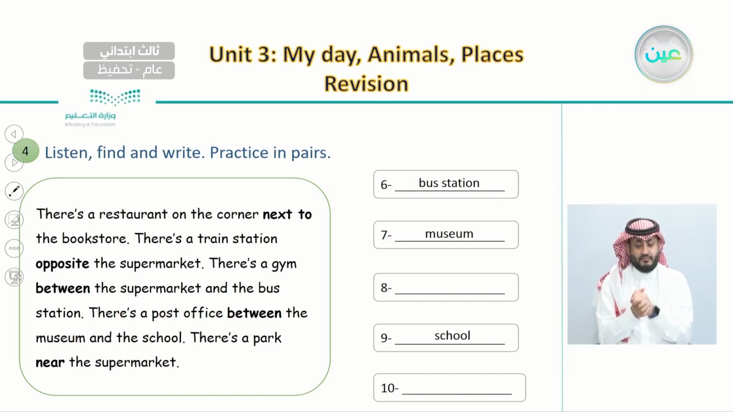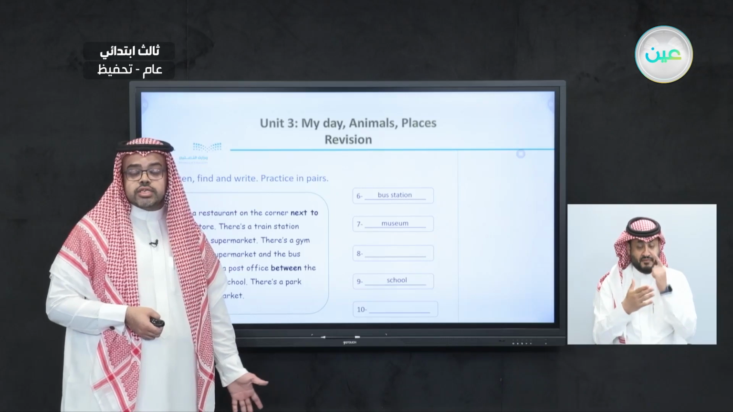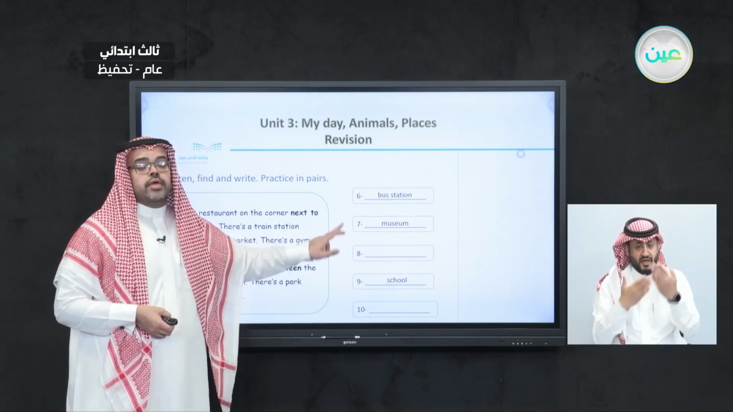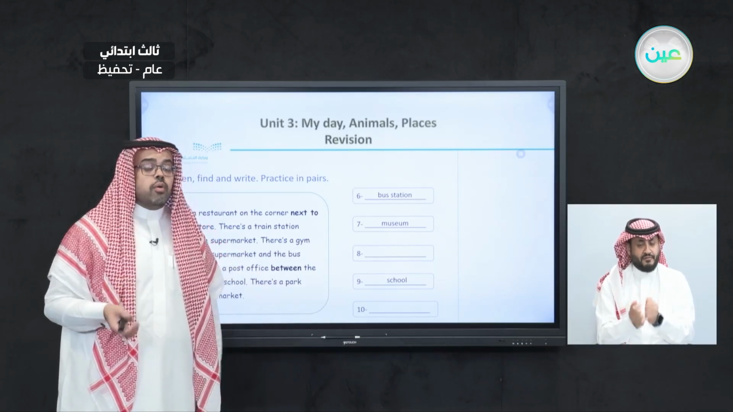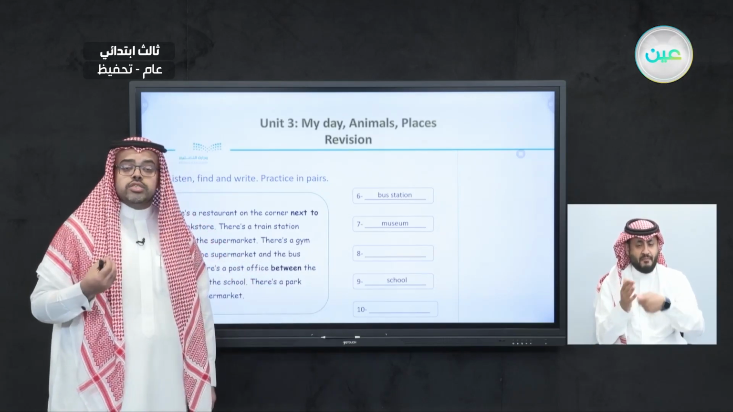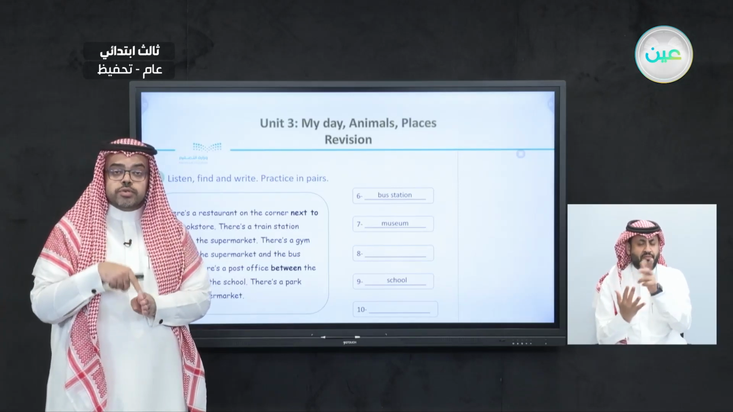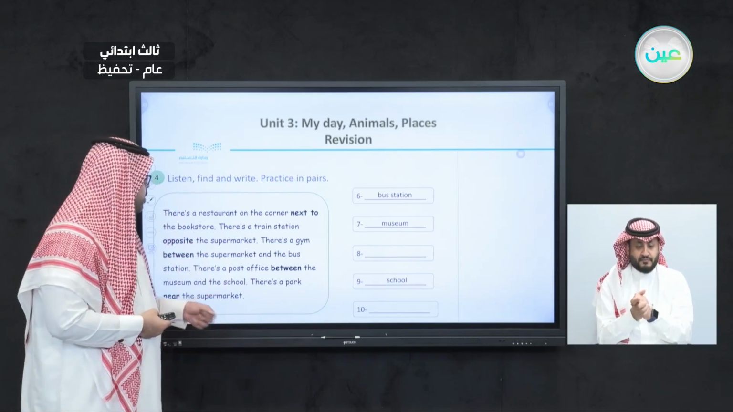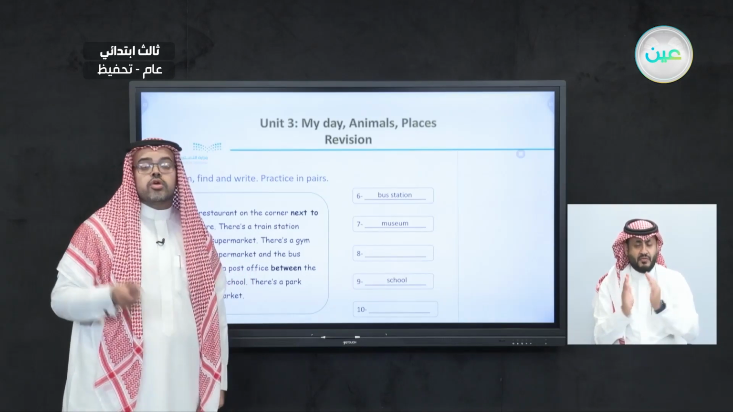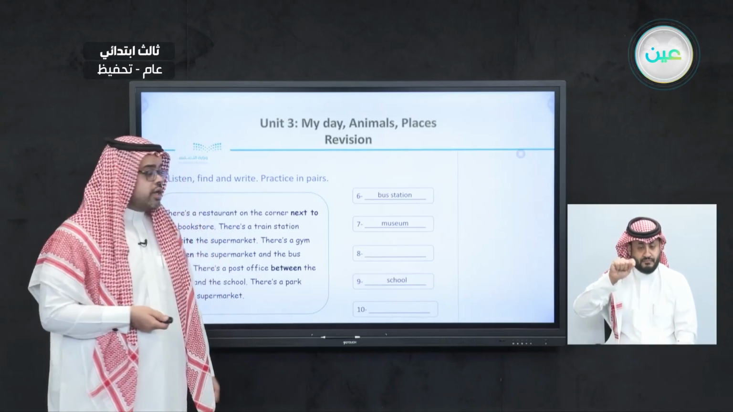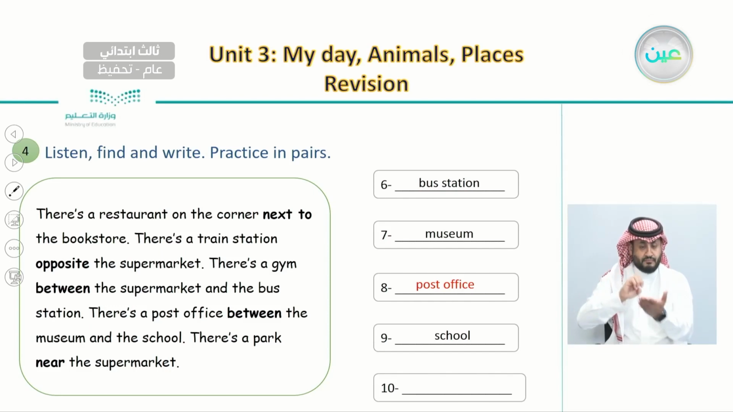So, if you have a look at your books, you can see that on the town map, there is a museum and there is a school. So, according to the text we have read, what is between them? A school and a museum. Well, between them there is a post office. So here we go to number 8 and we write post office. And then we'll leave with the last one, which is number 10.